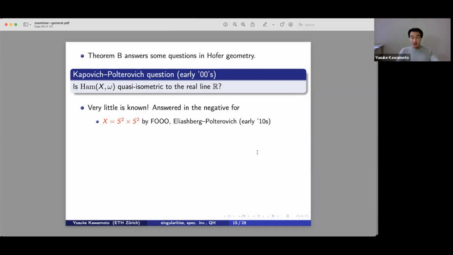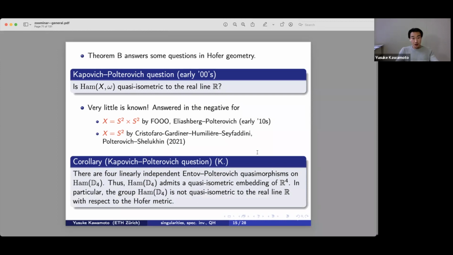And then there was a long break on this problem, and the case of S2 was only confirmed 2 years ago by Cristofaro-Gardiner, Humilière, Seyfaddini, and Polterovich, Shelukhin, independently and simultaneously.